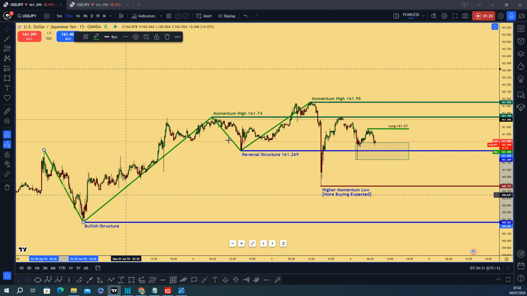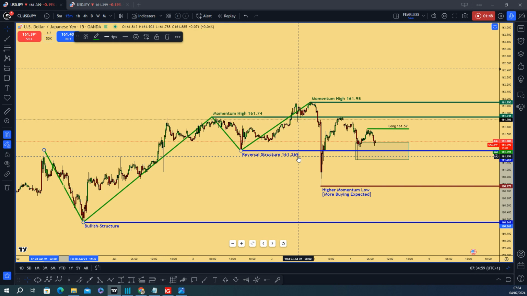The last pullback, no change of trend. We don't have any trend changing pattern with this pullback. And this here is the last bullish structure that created this series of higher highs. That was a momentum high. We had a momentum high followed by a pullback and a momentum high. So the structure here became a reversal structure.